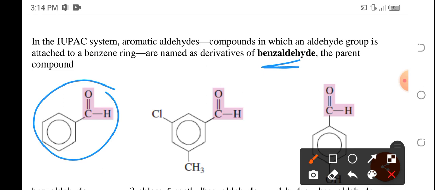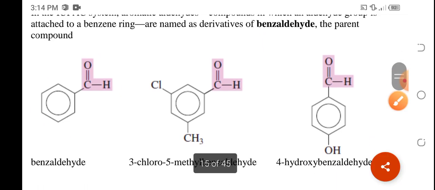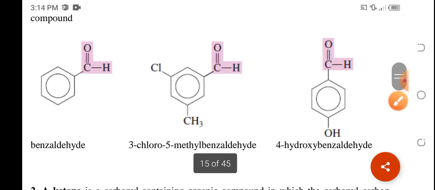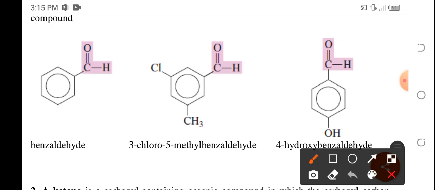So this is the benzaldehyde. Naming benzaldehyde also follows the rules for aromatics, wherein the carbonyl carbon will always be attached to carbon number 1. And number it clockwise or counterclockwise for as long as you arrive at the smallest number.